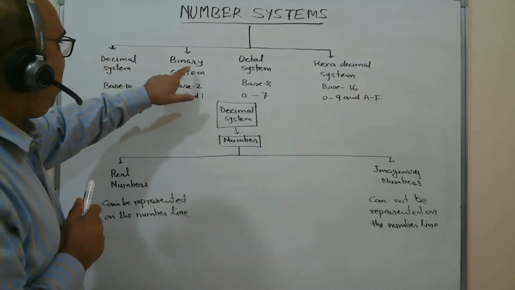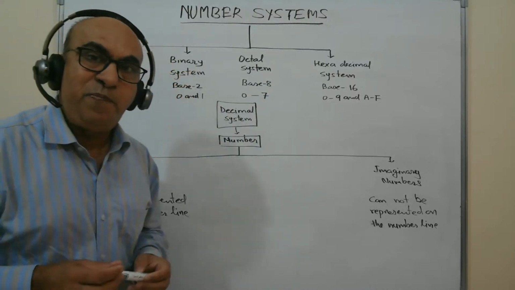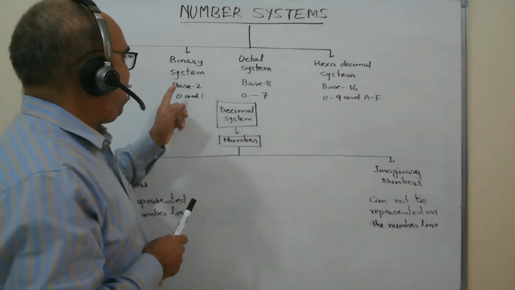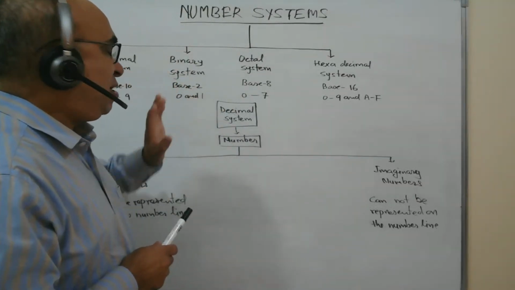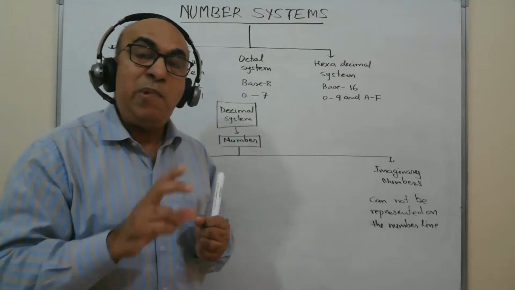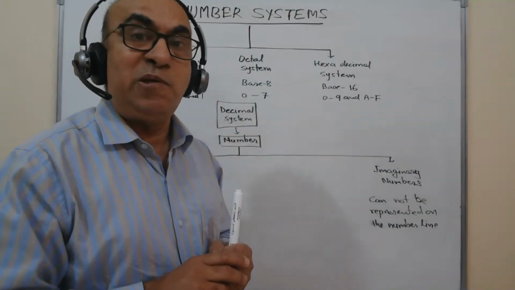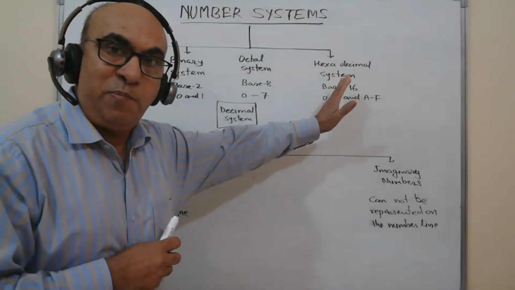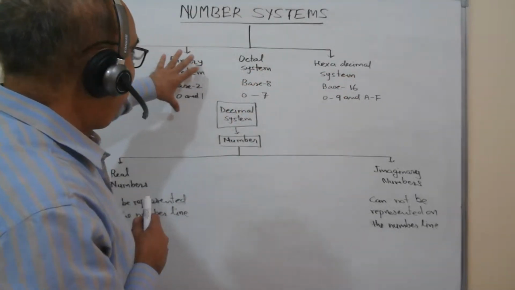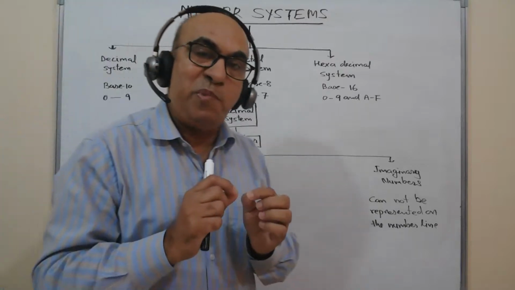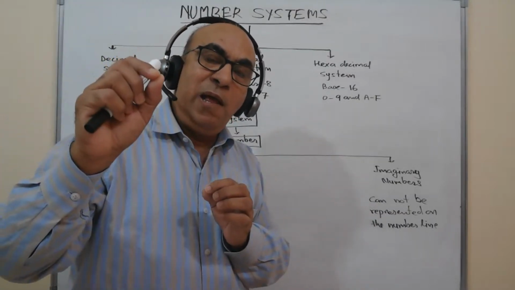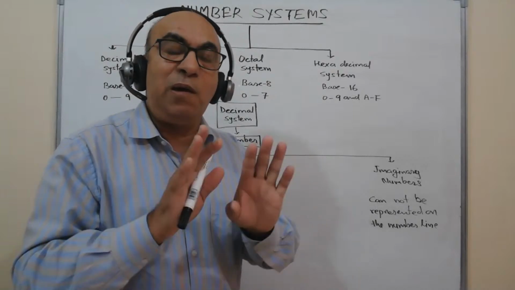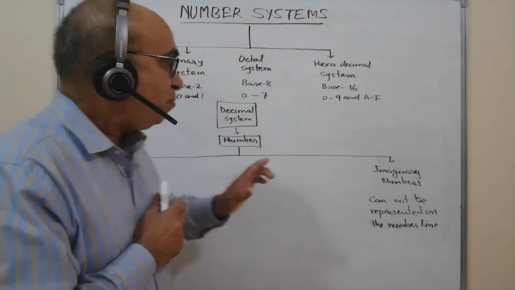The second system is the binary system. In the binary system, we use only two digits, that is 0 and 1. That's why it is called the binary system. And the base of the binary system is 2, and mostly we are using this system in computer systems. The computer uses this because if electron is flowing, then the computer is taking 1. If electron is not flowing, then the computer is taking 0.